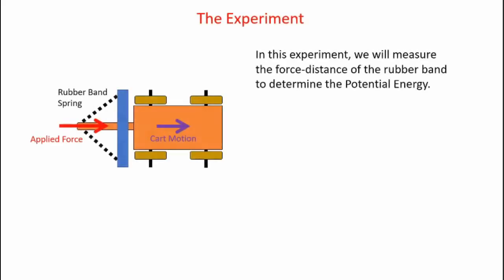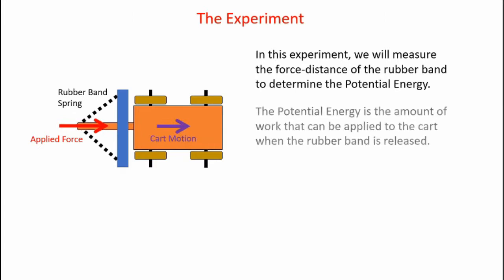We've demonstrated that we can make some simple measurements on a spring and calculate how much work that spring can do. Now let's take a look at an experiment to see how the work produced by a spring affects the motion of a rolling cart. In this experiment, we're going to shoot a cart down a track using a stretched rubber band. The first step will be to measure the force versus stretch length of the rubber band to determine the potential energy, which is the area under the force versus distance curve.